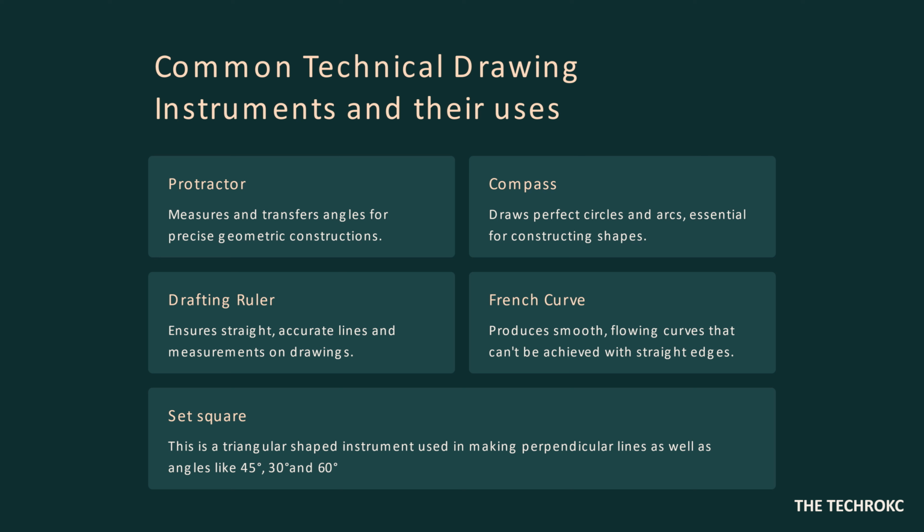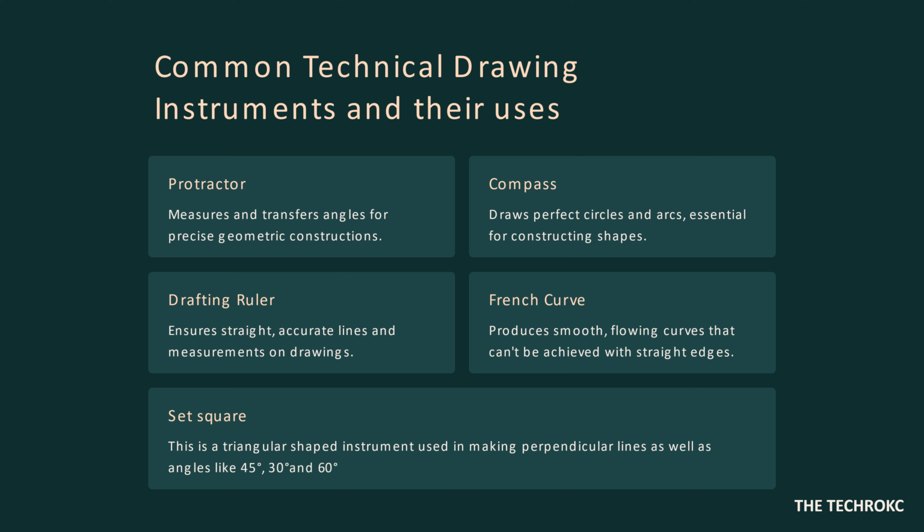Moving on, we have the drafting ruler. This is an instrument. It can also be called the measuring ruler or the engineering ruler. It's an instrument used for drawing and ensuring straightness of lines in our drawings, as well as taking measurements.